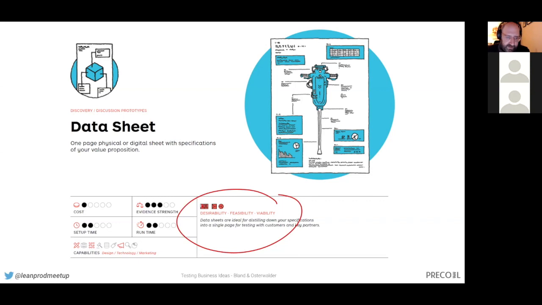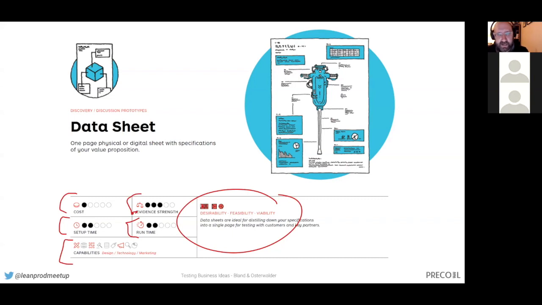So you'll notice the dots here is kind of low cost. Doesn't take long as far as setup time. The evidence strength is okay, because you're actually doing more than just talking to people. And it doesn't take long to run. So I tried in the book, and based on my experiences, to show how long does something take? How much does it cost? Does it generate strong or weak evidence? And then we also have things like capabilities. So we talk about, hey, what are the capabilities I need to pull this off? All right.